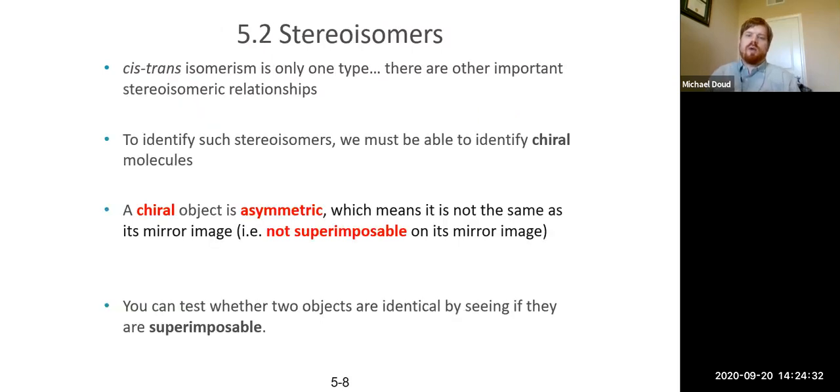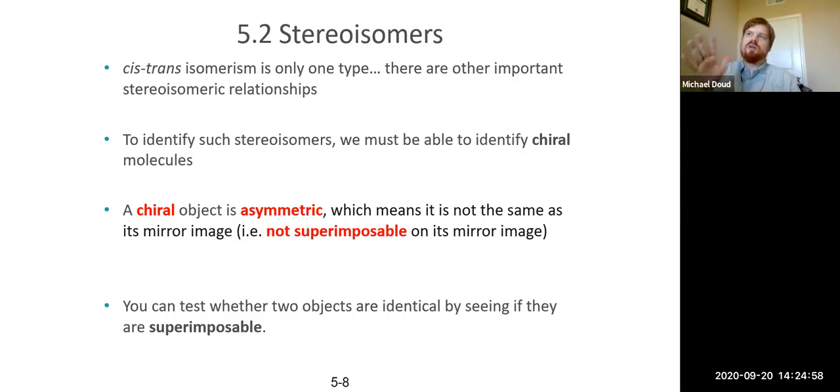Okay, so we've already talked about what stereoisomers are. We mentioned cis-trans isomerism, but that's only the first type, and it's kind of the most obvious type. We're going to get into a type that's a little bit more difficult now. So the first thing that we have to be able to do in order to identify the next type of stereoisomerism is identify molecules that are chiral.